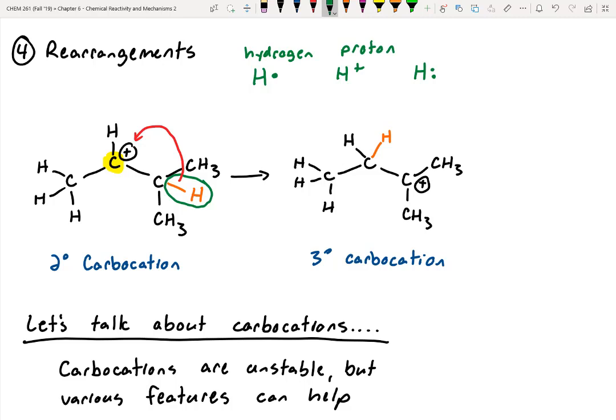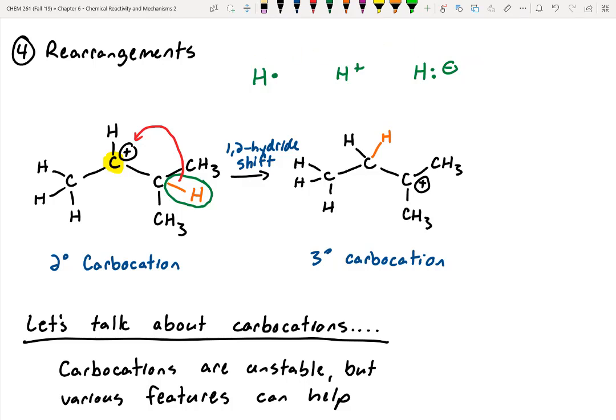Does anybody know what it's called when you have hydrogen with 2 electrons with it? In this case, it would actually be negative if it's by itself. This would be hydride. So in this case, this is referred to as a 1,2 hydride shift. So anytime you move a hydrogen with its electrons over, we call it a hydride shift because we don't want to confuse that with protons and normal hydrogens. Does that make sense? Okay.